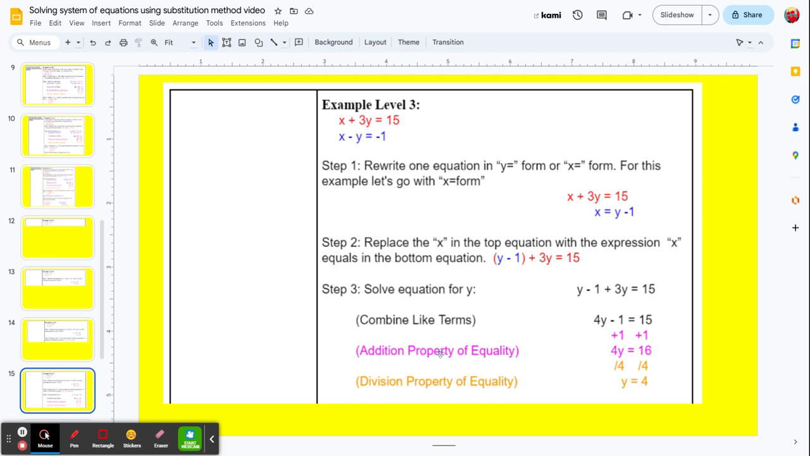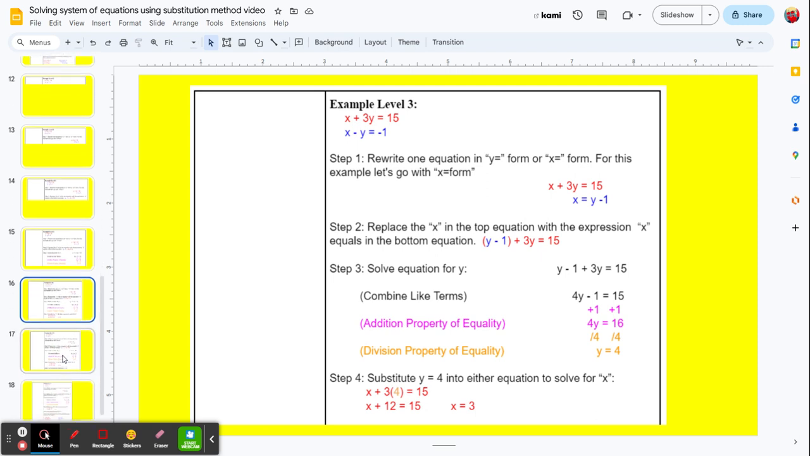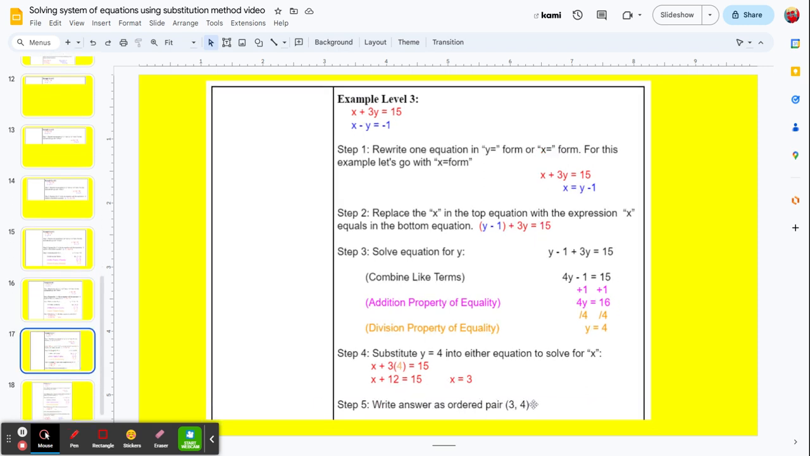Now we need to find the x value. So we're going to go ahead and substitute y equals 4 into either equation, and we're going to solve for x. So I chose the top equation in this example, the red one. So I went x plus 3, plug in the 4 there, equals 15. Well, x plus 3 times 4 is 12. So x plus 12 equals 15. Subtract 12 from both sides, you get x equals 3. So our answer is the point (3, 4).